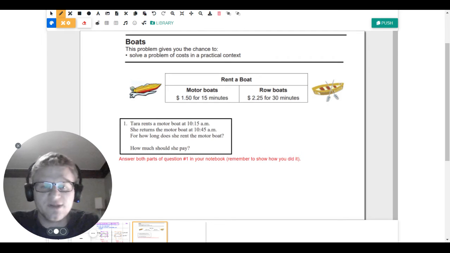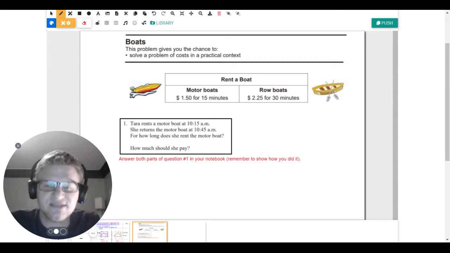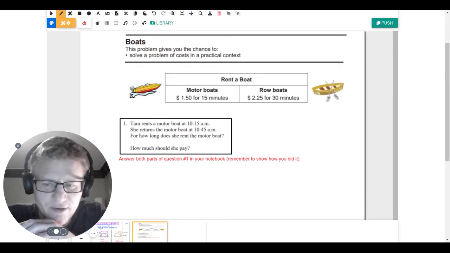Now, we notice that the time is different. On the rowboats, they're renting them in increments of 30 minutes, right? So we want to pay attention to that. Now, question one. Now, these aren't hard. You guys are going to do well on these.